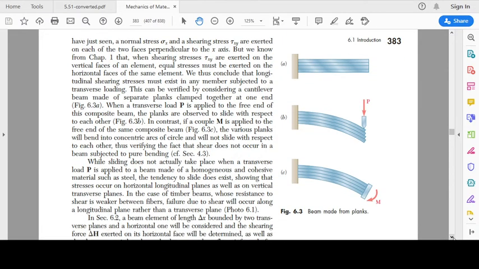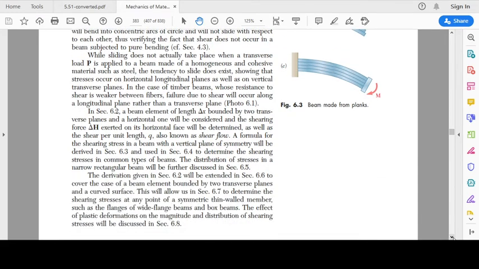Now we move on to the shear force, which is going to be denoted by delta H. Delta H is used for shear force in the book, and the shear per unit length is denoted by small q, and it is known as shear flow. We are not going to talk about shear flow in detail, but you should know that shear per unit length is the shear flow. We will briefly talk about it when we derive the equation for shear stress. Before that, we will just talk about shear per unit length q, which is known as shear flow.